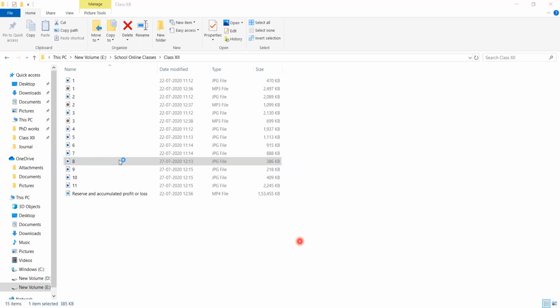Today's practical: we will take illustration number 27. What is given here? P, Q and R are sharing profits and losses in the ratio 3 is to 2 is to 1. This is their old ratio. It has been decided to share future profits and losses in the ratio 4 is to 3 is to 2.